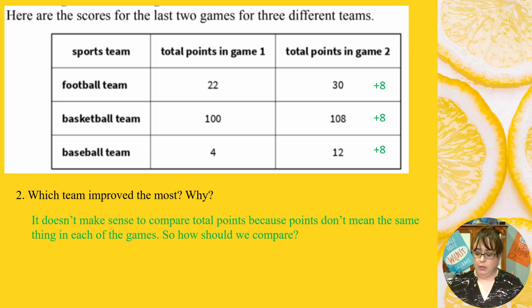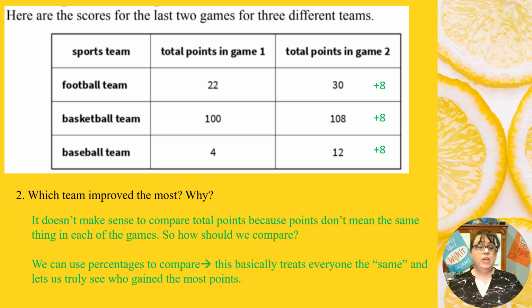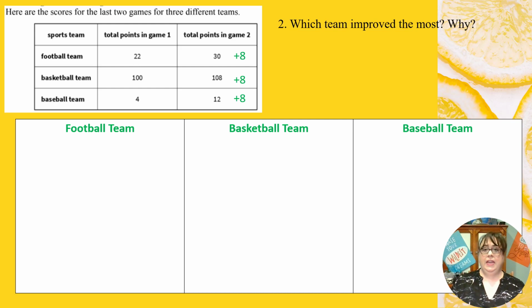So how should we compare? Well, that's where percentages come in. We can compare using percentages. What this does is it evens the playing ground, and it basically treats everything the same. It makes them all worth 100 points. So it levels the ground so that everything's talking about the same amount. Now I can figure out, what was that percent of increase? How much did they increase as a percent? My 8 points is a percentage of how much? So really, how much was an 8-point increase when I started with 22 points?